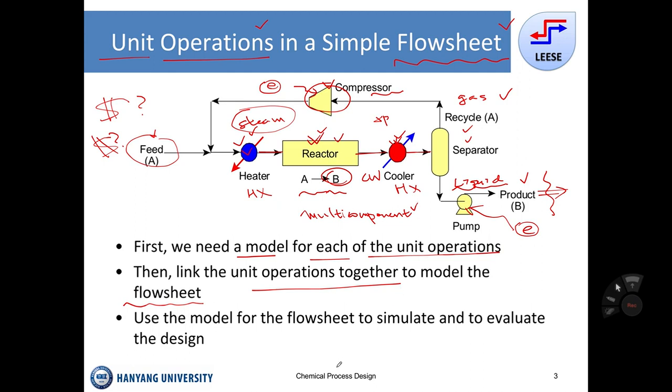Then somehow I need to use a numerical technique or some computer simulator for this flow sheet. Then try to simulate the performance of this process, and evaluate the design: the economics of the design, sustainability, environmental performance, safety of the design, and so on. So we need to check the flow sheet by setting up the individual modules, then combine all these things together, then simulate, typically using a numerical technique, all the process in one single framework.